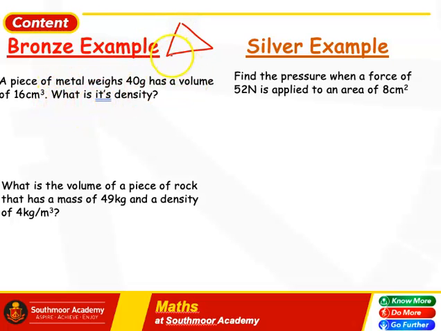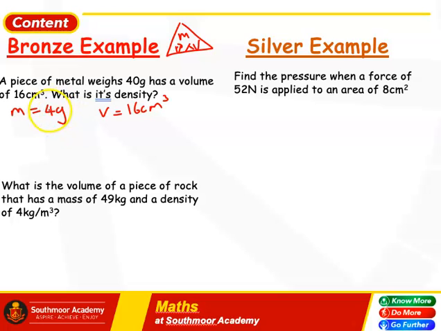We want to work out the density, so we have mass, density and volume. To calculate the density then, we're going to write out the information we have. We have a mass of 40 grams and a volume of 16 centimetres cubed, and we want our density.